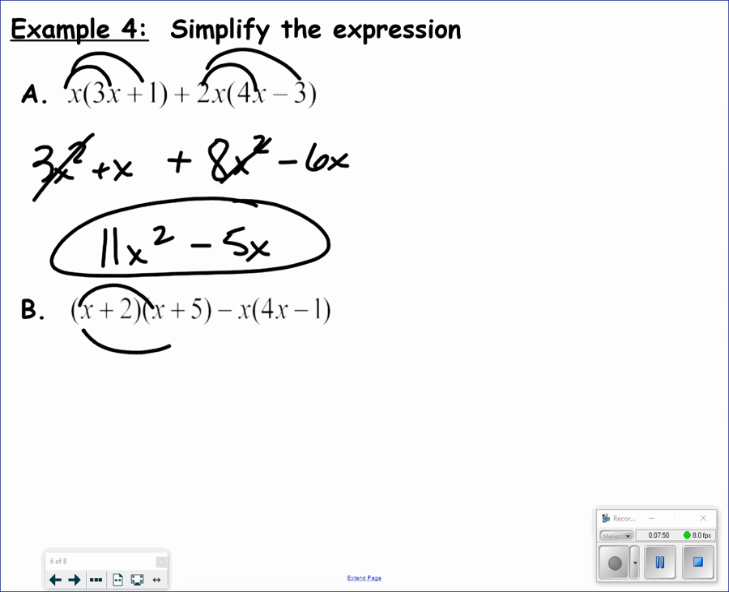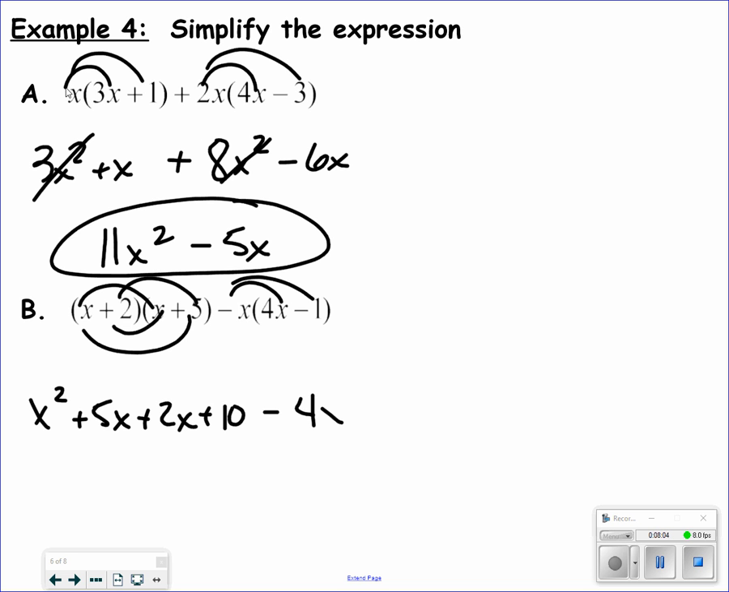So on this side, I'm going to FOIL these two together. So sorry, I should have showed my work there a little bit. X times x makes x squared. X times 5, 2 times x, and 2 times 5. And this one, you're going to distribute not only the x, but the negative sign as well. And so the popular mistake is the plus x, because negative x times negative 1 is a positive x.